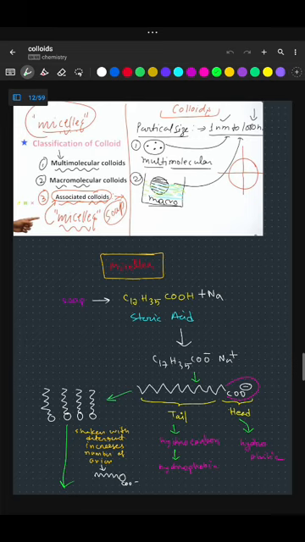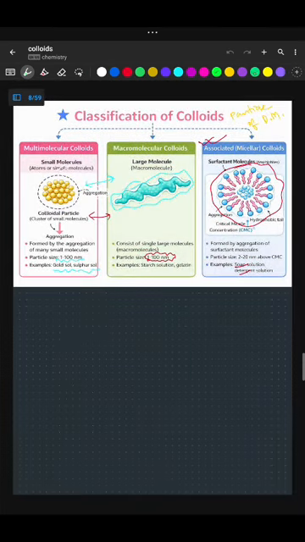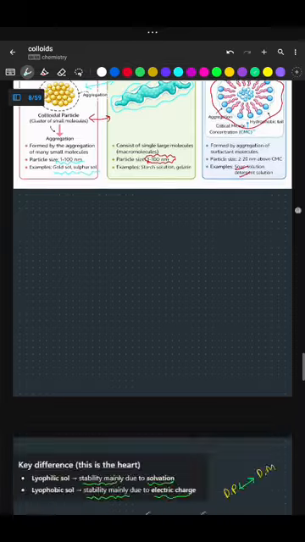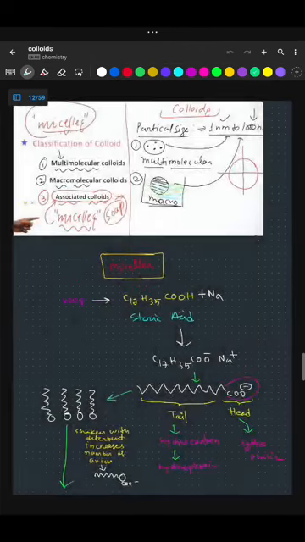I told you that there is a type which is associated colloids, micelles, which is basically used in surfactants where we wash our clothes. This is the type that we're going to study. I've told you that we're going to study micelles in detail after that.